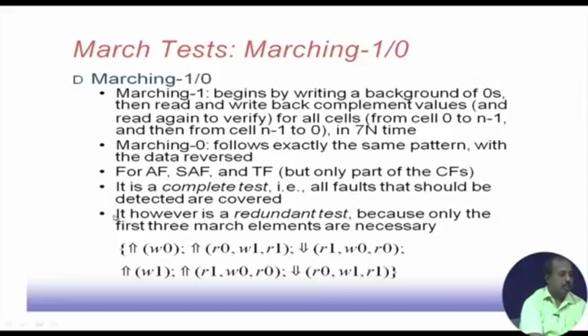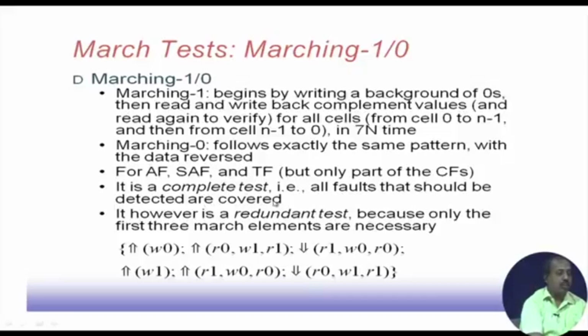So, this is marching 1. Similarly, I can have a marching 0. So, this will have a marching 0 sort of thing. So, here this particular sequence can detect address decoder fault, stuck-at fault and transition faults, but only a part of the coupling faults. It is a complete test.